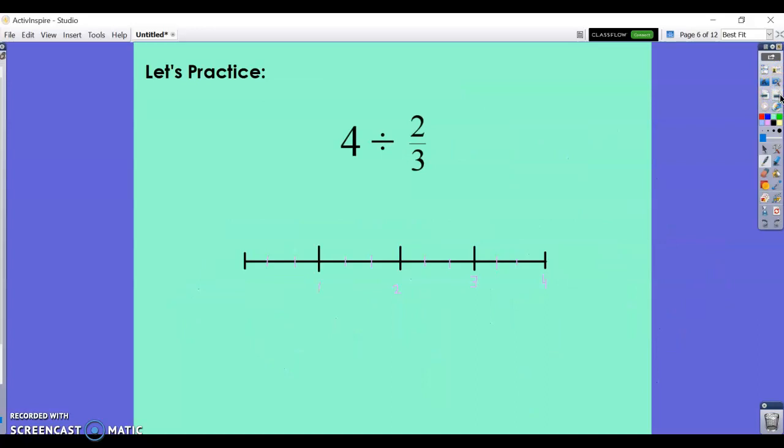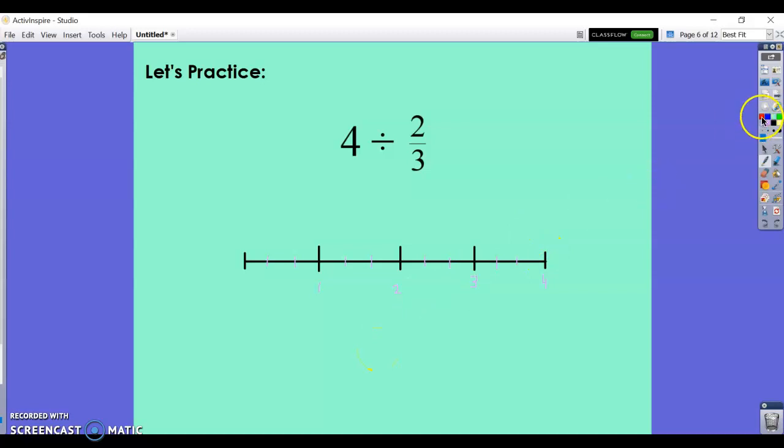So I have a number line that I've already drawn out just to save us some time. So I have 4 divided by 2/3, and I'm going to use the number line strategy. So what I've done is I've drawn my number line and I've broken it up into 4 equal parts. So 1, 2, 3, 4 equal parts. And then each equal part is broken up into thirds because my denominator is 3. So I'm going to just check my work. 1, 2, 3 equal parts. 1, 2, 3, 1, 2, 3, 1, 2, 3. Very good. Each part is split into thirds.